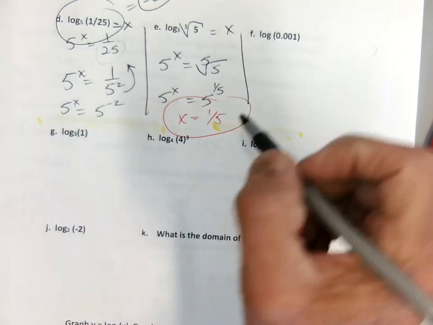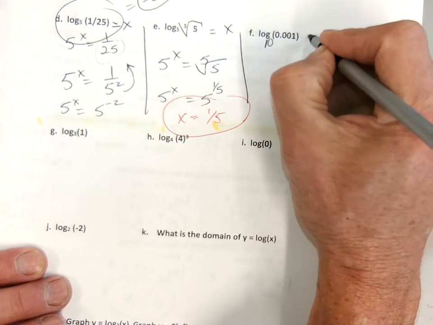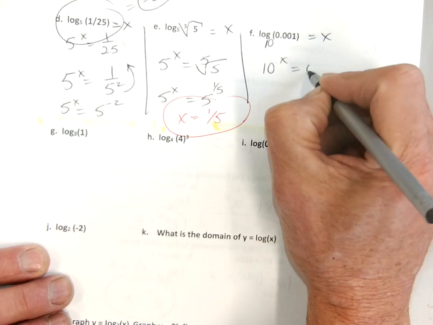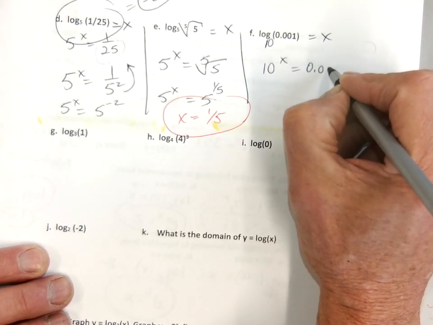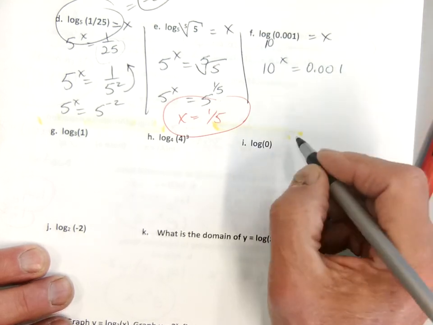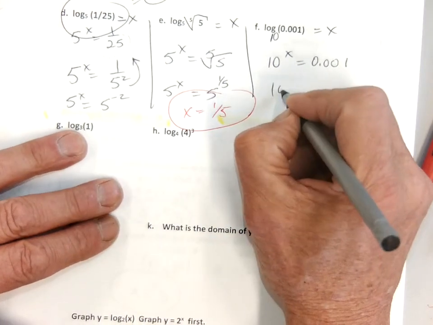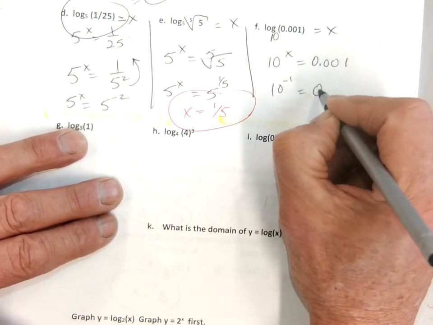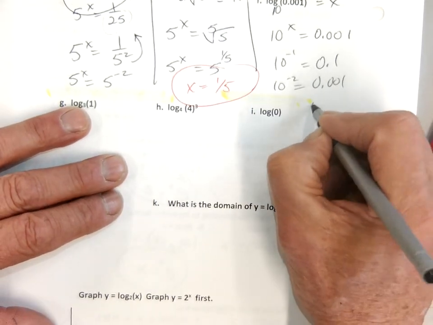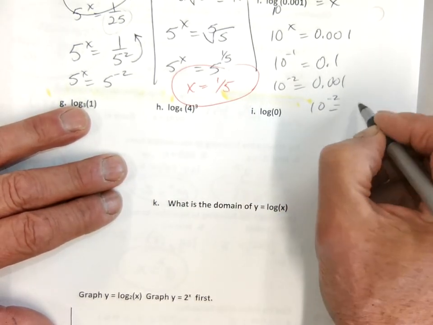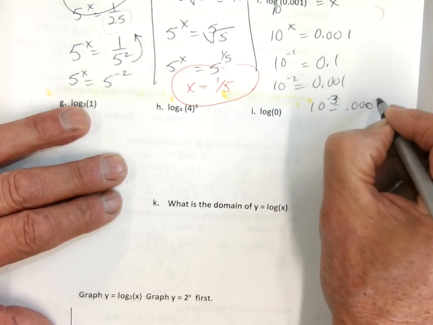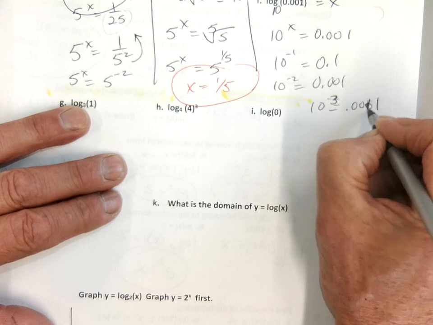Yeah. So invisible base 10, right? You guys agree with that? So it's 10 to the x equals 0.001. 10 to the x equals this, right? So I know that 10 to the negative 1 is 0.1. 10 to the negative 2 is 0.01. And Ethan, 10 to the negative 3 is 0.001.